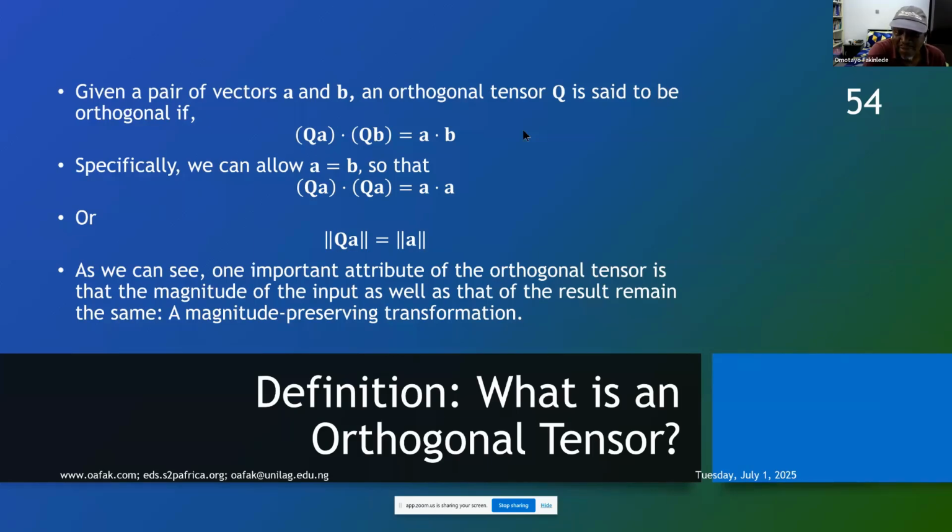In fact, QA may be in a completely different direction than A. For instance, if Q was a rotation, you can see that the result is not the same vector as the original vector because it is now pointing in a different direction. But if you take the magnitude of what you got at the end, that magnitude and the magnitude of what you started with are the same. So what is the definition of an orthogonal tensor?